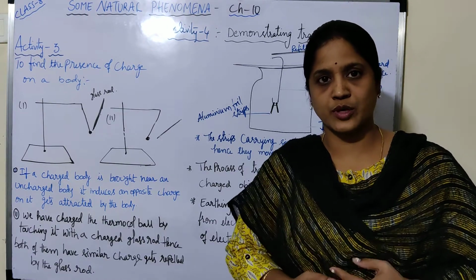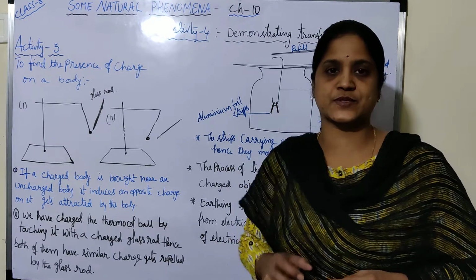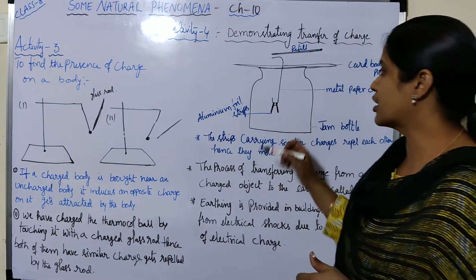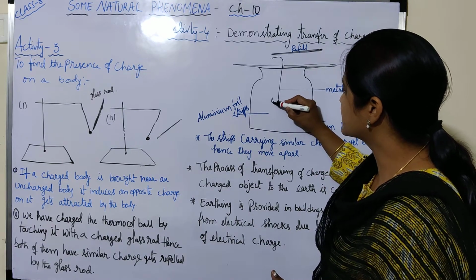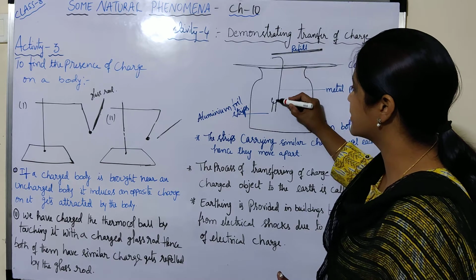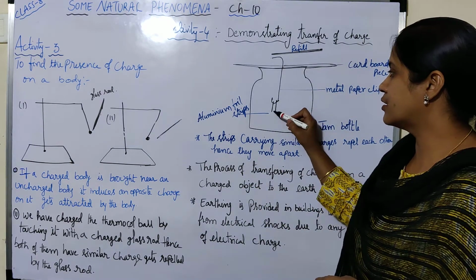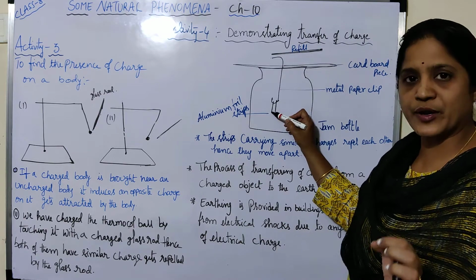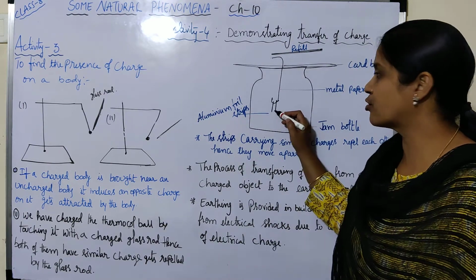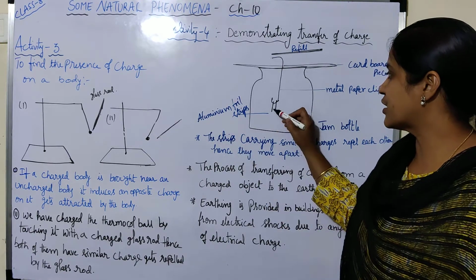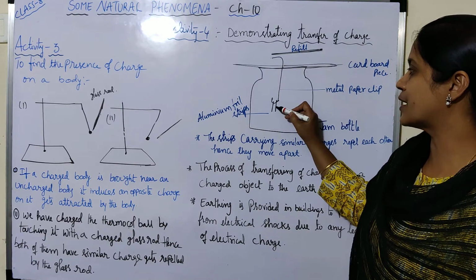It contains aluminum metal. Take the foil and cut it into small strips. Hang these strips like this onto the paper clip, and take the precaution that the two should not touch each other. Just maintain a little distance between these two and hang them on the metal clip.